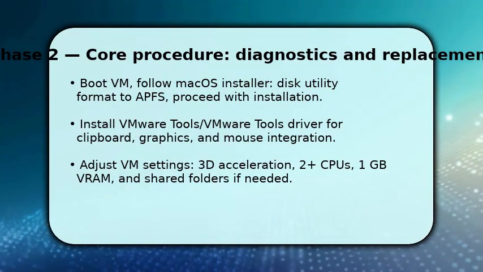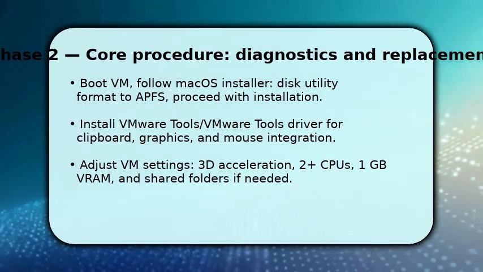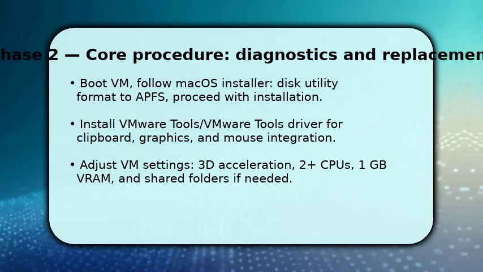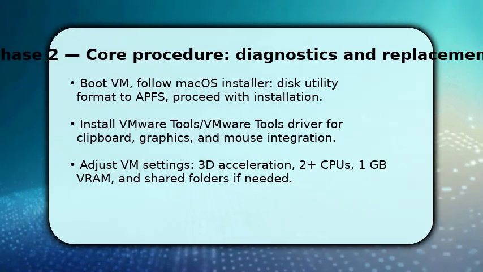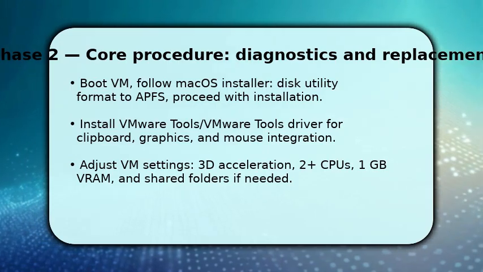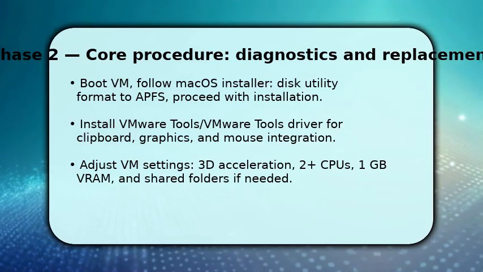You will now run the Mac OS installer inside the VM. When you boot, use Disk Utility to format the virtual disk to APFS and then install Mac OS. After installation completes, install VMware Tools to enable clipboard sharing, better graphics, and smooth mouse capture. This step fixes most input and resolution issues.